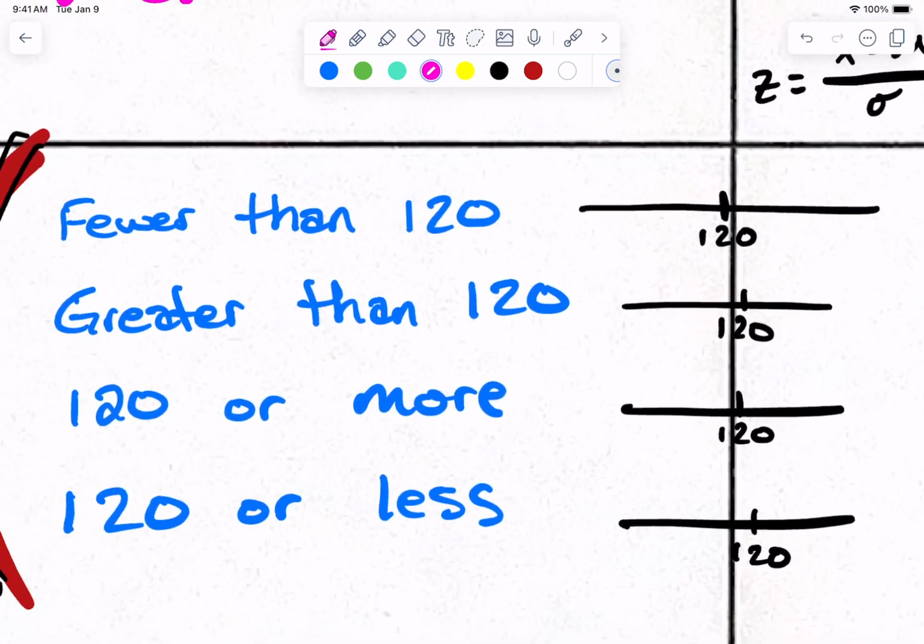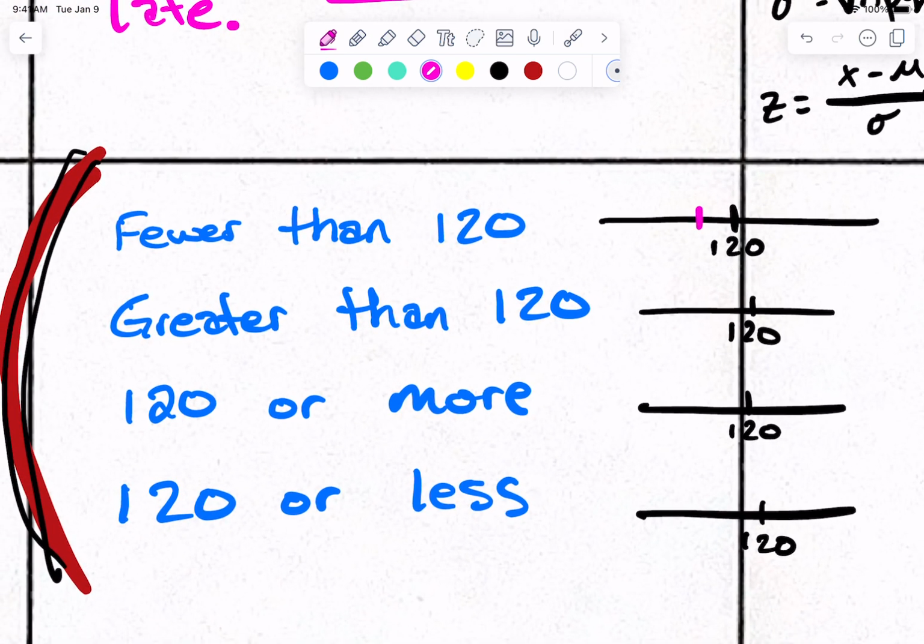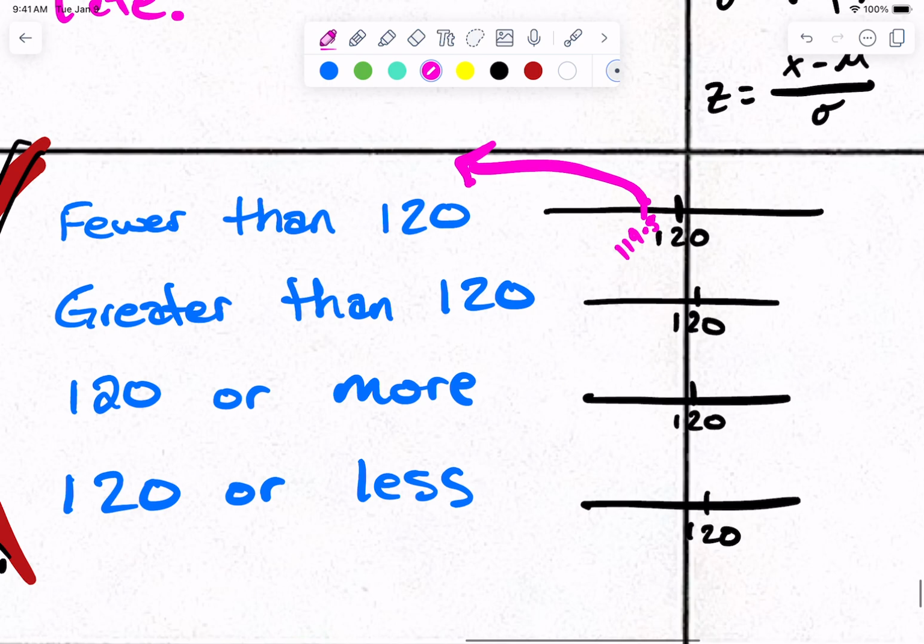Fewer than 120. Fewer than 120. Like a thermometer. 119.5 and below. Greater than 120. 120.5 and above.